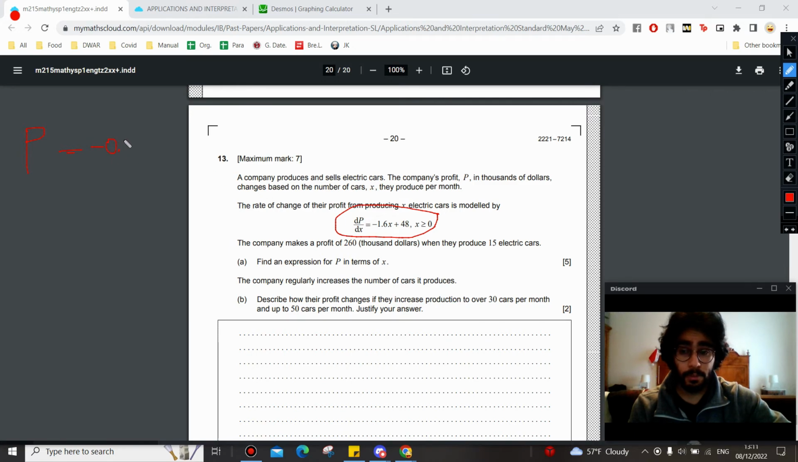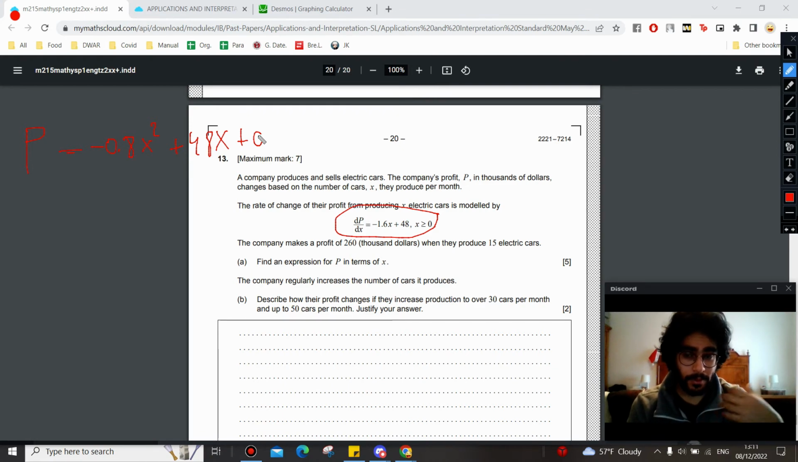Integral of 1.6x will be minus 0.8x squared, because if I take the derivative now, 2 will come down, right? And the power will decrease by 1. So you will have minus 1.6x. 48 will become 48x, right? And then you have a little c that we always have to write down here, because this constant disappears if you take the derivative, right?